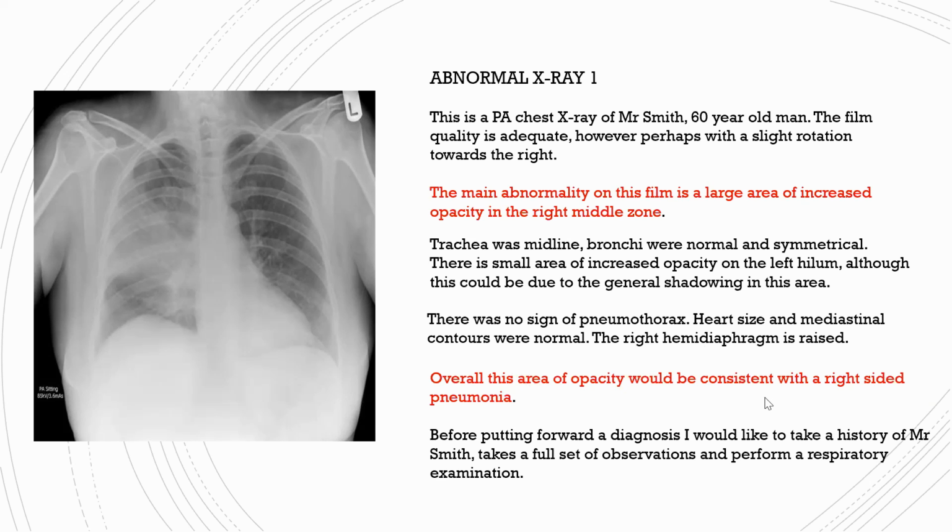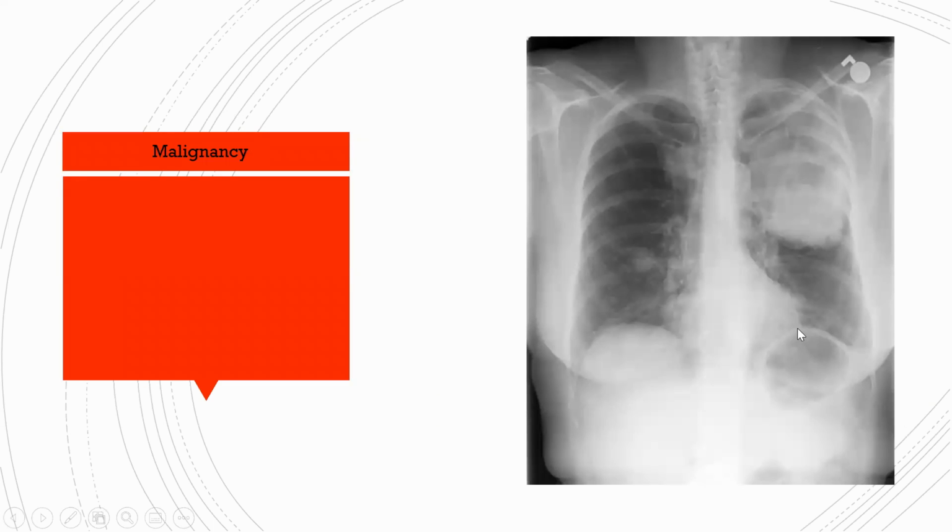Overall, this area of opacity could be consistent with a right-sided pneumonia. Before putting forward a diagnosis, I'd like to take a history of Mrs. Smith, take a full set of observations, and perform a respiratory examination. Okay, so that's a good example. We have a tiny bit of time, so I'll just go through abnormal X-ray 2, which is the difficult one we had. So I think that might be just helpful for you guys.